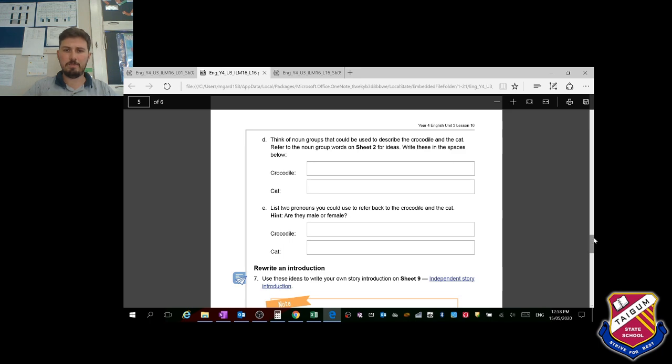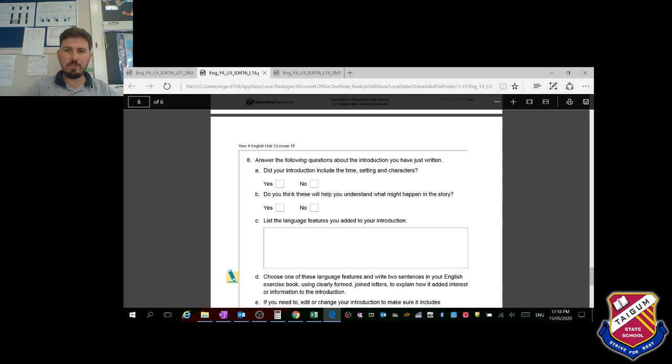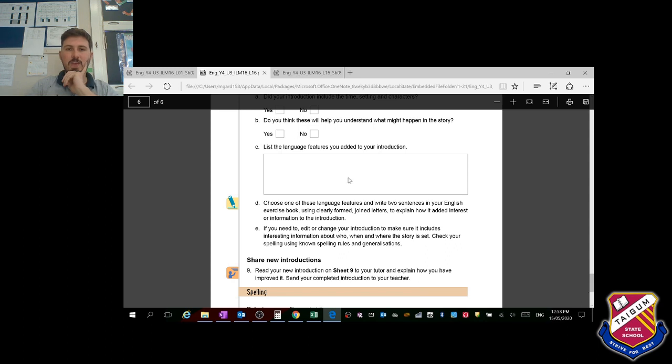All right, and I believe once you've done your introduction, you just need to go through a bit of a checklist here. Okay, so this is a bit of a checklist. Did your introduction include a time, setting, and characters? Do you think these help understand the story, etc., etc.? Okay, so if you haven't listed any language features, you'd go back and you'd add them in, and then you'd list them there.